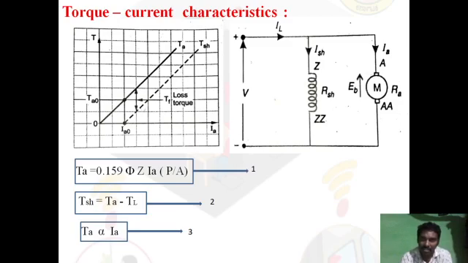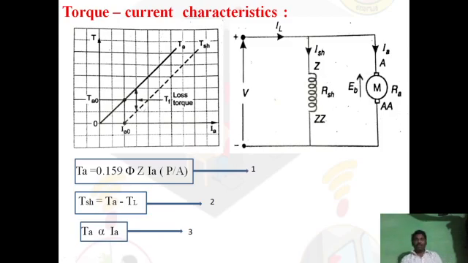Why is it called a DC shunt motor? The field winding, represented by Rsh, is connected in parallel to the armature, that is, it is shunted across the armature, so it is called a DC shunt motor.